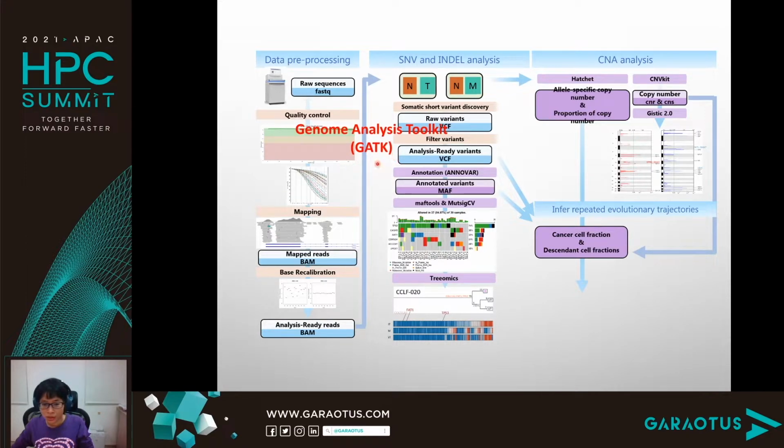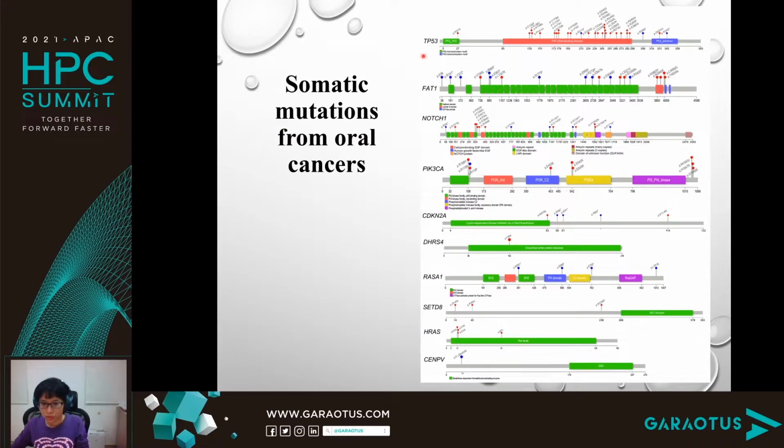And using a toolkit called the Genome Analysis Toolkit, the GATK pipeline, we can map our reads to the genome and then identify those highly confident regions of variant and annotate whether those variants are important or not. And the result will look like this one.